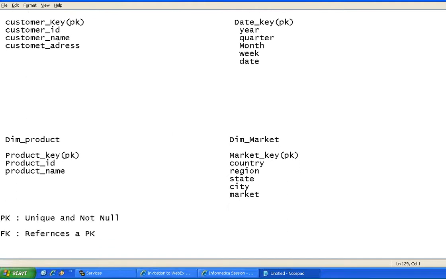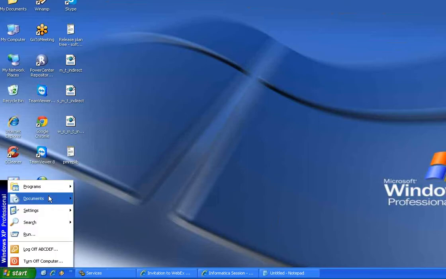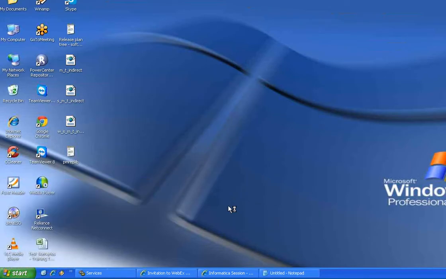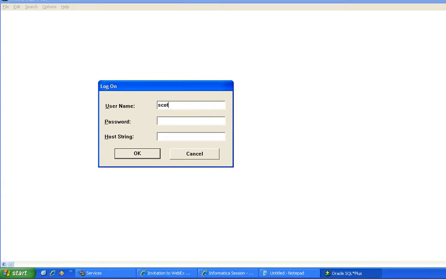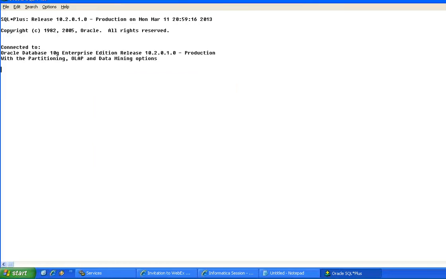For example, let me show you. If we log in to our Oracle database, we have some Spot Tiger default schema here. Let's log in to that. Okay.